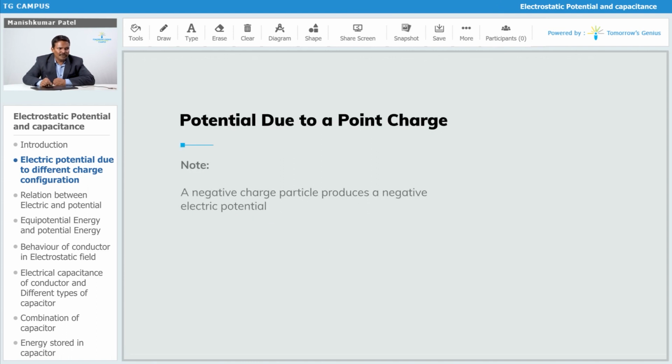Again, a negative charge particle produces a negative electric potential. This is a negative charge, the source, that is minus Q, and your test charge which is plus Q naught. Obviously it will get attracted towards it. So the work is done by the field itself. The external agent is not doing any work. So definitely this is the negative electric potential.